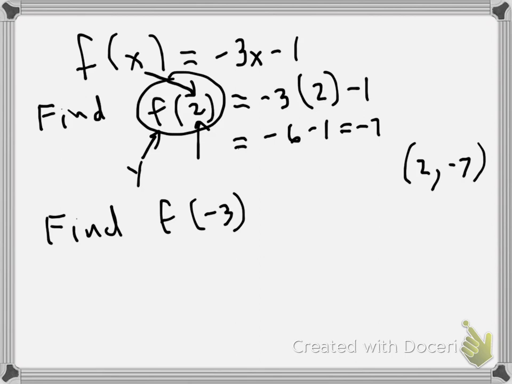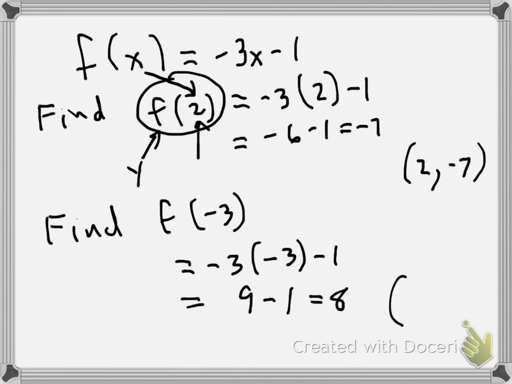Similarly, if I'm trying to find f of negative 3, again, I replace the x with a negative 3 in there. So I want to plug that negative 3 in for x. And then I just want to work it out. Negative 3 times negative 3 is 9. 9 minus 1. And I can get an ordered pair from that as well. Again, the x value was replaced with the negative 3. So negative 3 goes in here. And then my answer that I get when I do my work on the other side, that's my y value that goes with that.